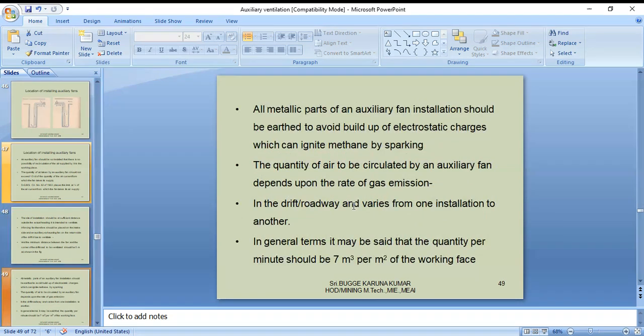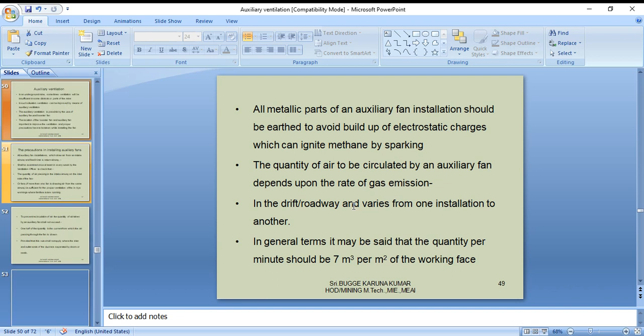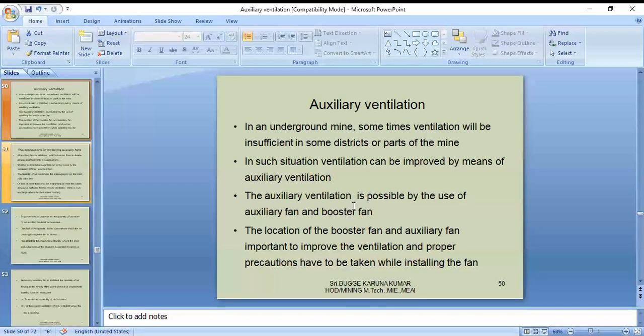The metallic parts of the auxiliary fan installation should be earthed to avoid the build-up of electrostatic charges, which can ignite methane by sparking. The quantity of air to be circulated by an auxiliary fan depends upon the rate of gas emission in the drift or roadway and varies from one installation to another. In general terms, the quantity of air per minute should be 7 cubic meters per cubic meter for working places.